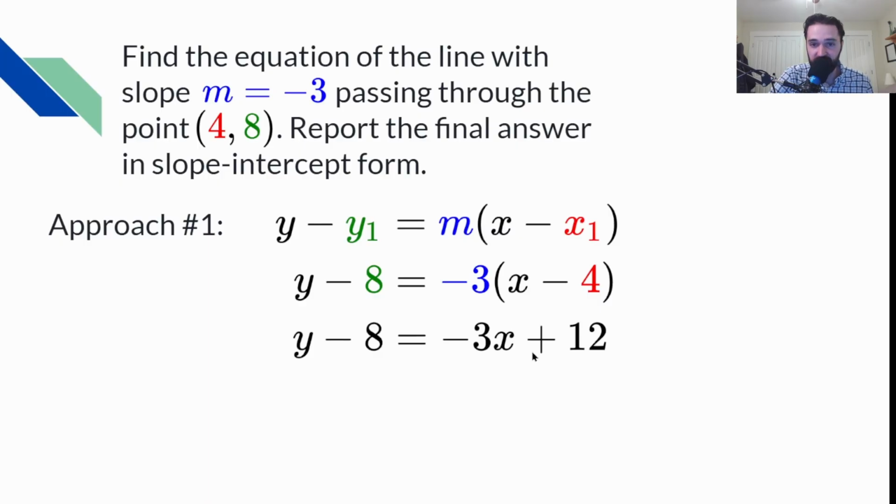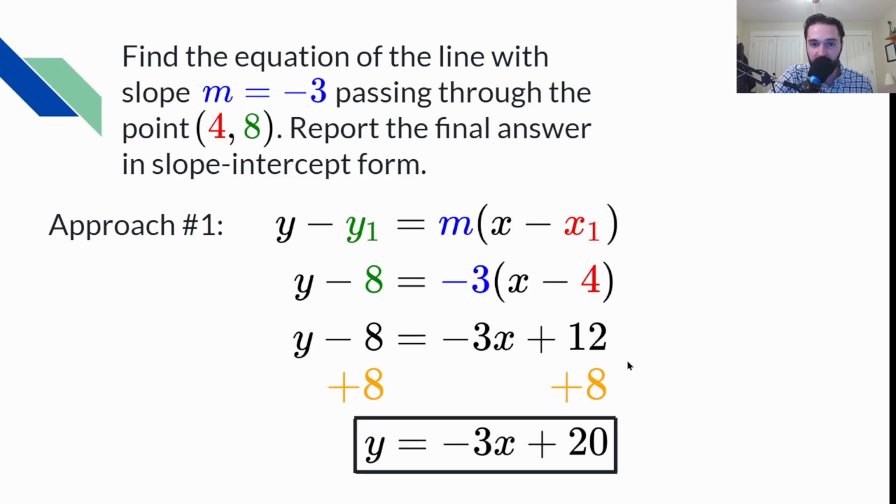So the next step is to distribute on the right-hand side. I get -3x, and then I get -3 times -4, so that's +12. To isolate this y, let's add 8 to both sides, and we get y equals -3x plus 20. That's our final answer.